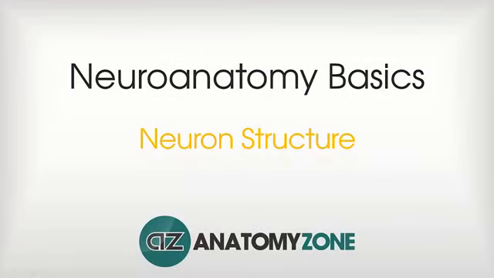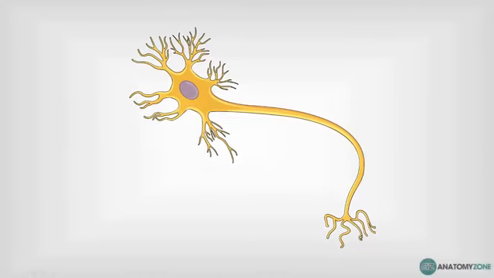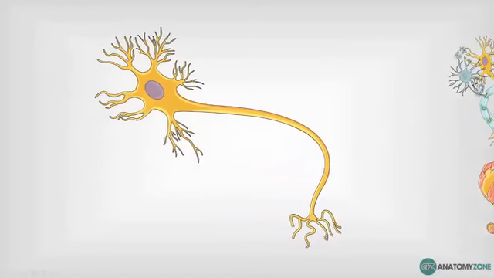This is Peter from Anatomy Zone, and in this brief tutorial we're going to take a look at the basic structure of the neuron. So nervous tissue is composed of two different types of cells. You've got neurons and you've got glial cells. On the right hand side of the screen you can see these various different glial cells interacting with the neuron. But I'm going to focus on the structure of the neuron in this tutorial.